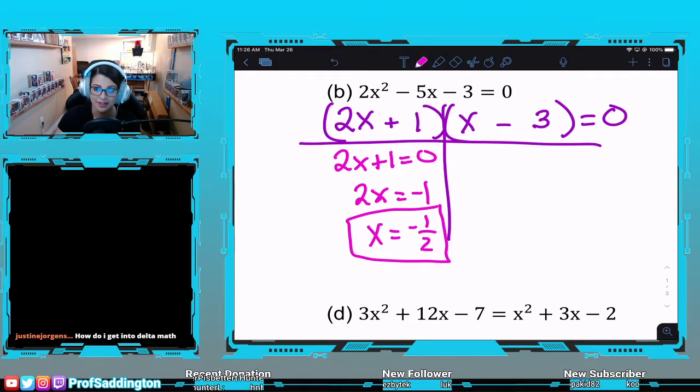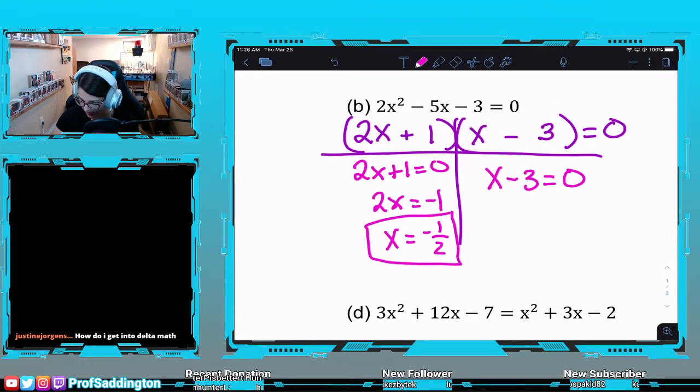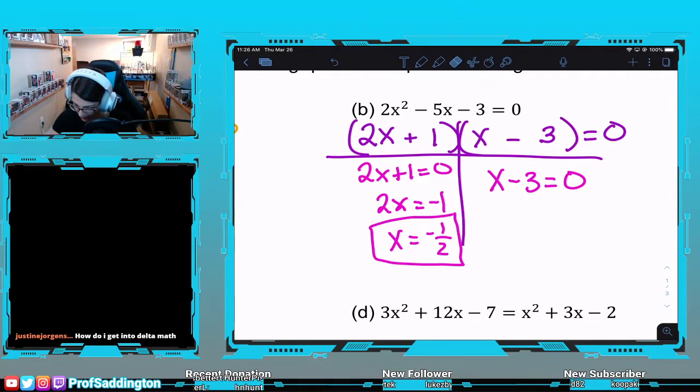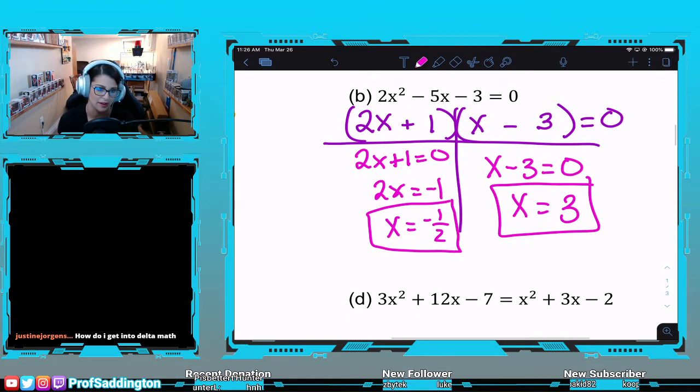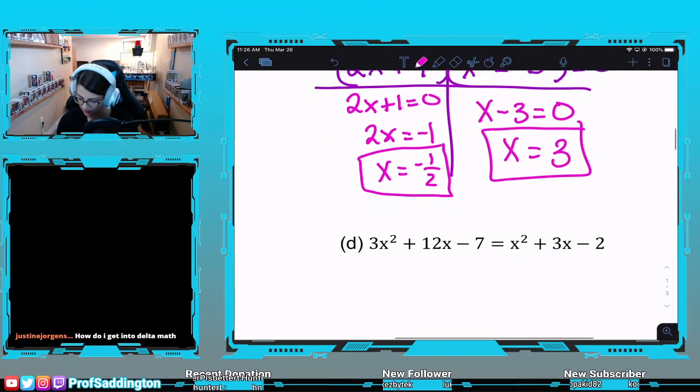On the other side, I have x minus 3 equals 0, which means then I have to add 3. So I get, I'm zooming out a little bit, I get x equals positive 3. So there are my 2 roots. So hopefully this is looking a little familiar from Algebra 1. Maybe you did a little bit in geometry. Probably not too much, though, in geo.